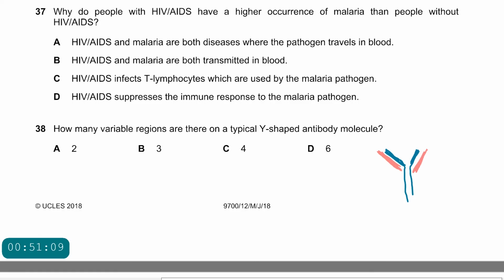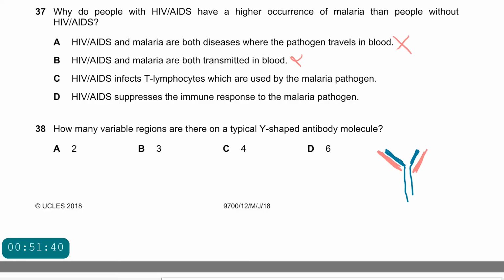Question number 37. Why do people with HIV/AIDS have a higher occurrence of malaria than people without HIV/AIDS? First of all, HIV is human immunodeficiency virus, and it infects T cells and suppresses the immune system. To start with, HIV/AIDS and malaria are both diseases where the pathogen travels in blood. This is actually correct, however, it's not addressing the question. Therefore, it's incorrect. B. HIV/AIDS and malaria are both transmitted in the blood. This is correct, but it does not address the question either.